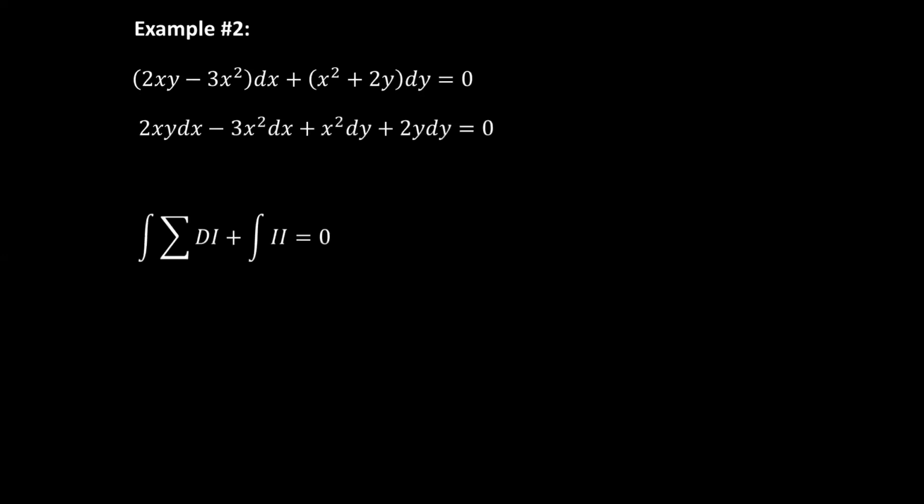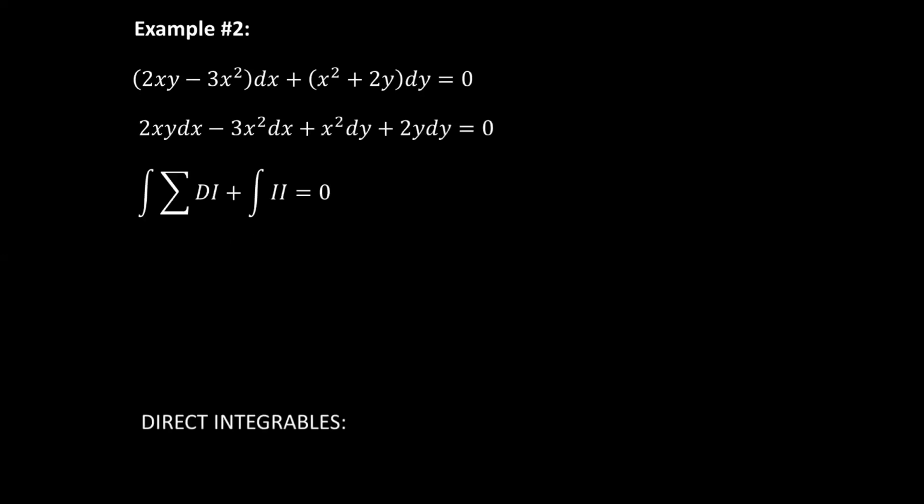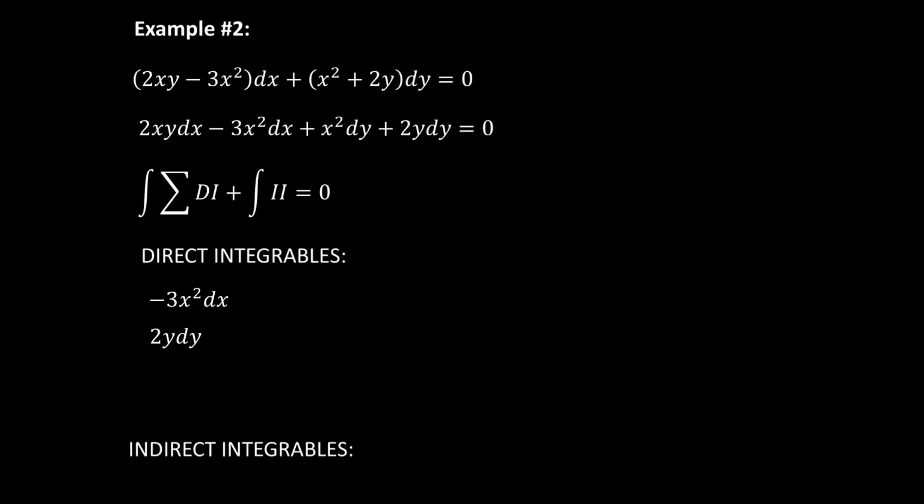Okay, tama. So again, gagamitin natin ang formula na yan. Ano yung direct integrable? Paki-enumerate. Negative 3x squared dx. Oops, may kulang. Negative. Okay, kasama yung negative, tama. Okay, correct. Pangalawa. 2y dy. Okay, sino nagsasalita? Si Mark po. Mark, yes, sir. Okay, how about the indirect integrables? 2xy dx. At saka, x squared dy.